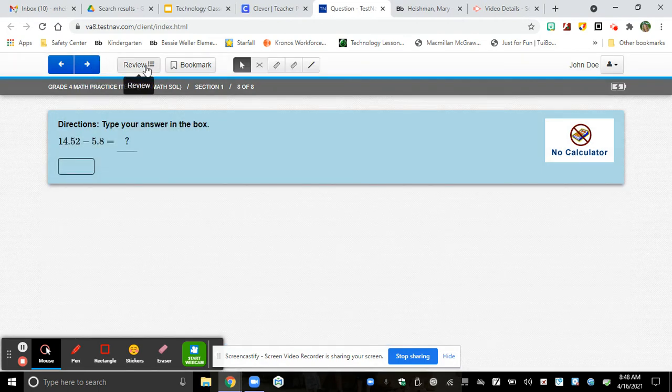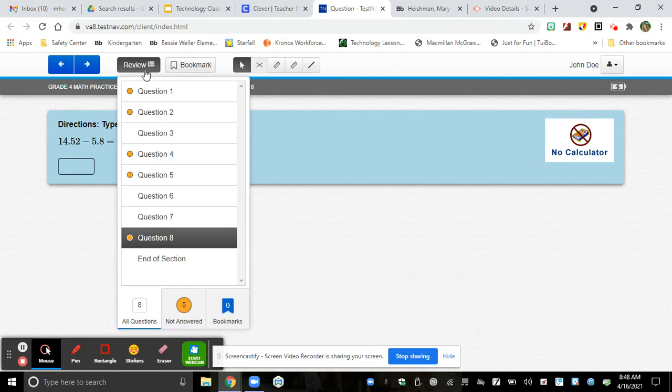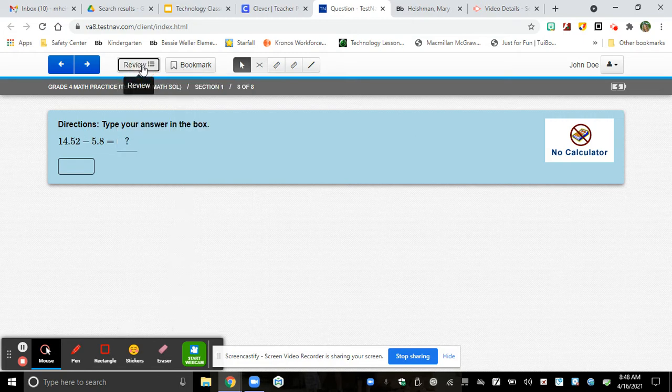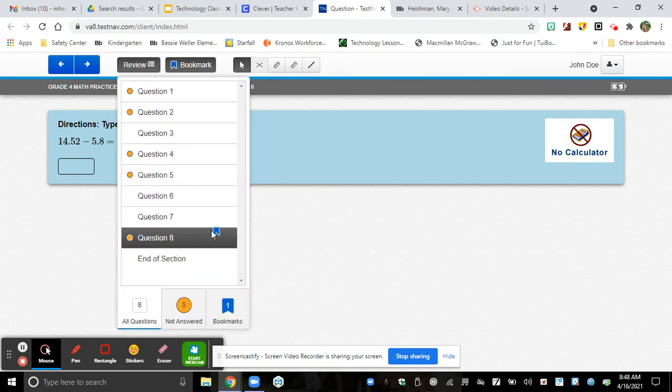I can use the review and the bookmark tools up at the top. My review will show me which questions I did not answer that I skipped. I only answered 3, 6, and 7. Bookmarks are for a question that you're not sure of. If you want to bookmark it and come back, it would show you a bookmark. So if I was to bookmark this question, there's my bookmark saying I need to come back to it, okay?